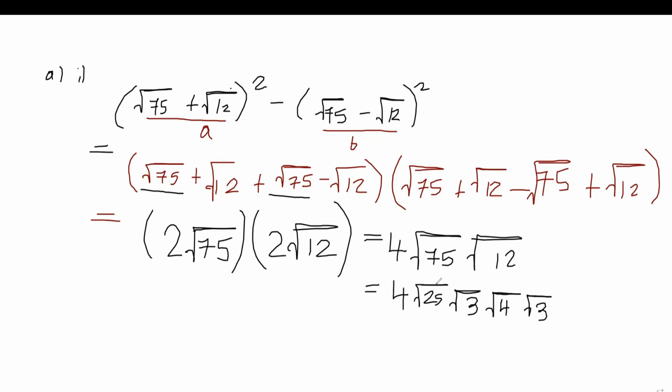Now the root of 25 is 5, so that is going to become 4 times in bracket 5. And then root 3 times root 3 is 3. And then root 4 is 2, right? So we have 4 times 5 times 3 times 2. And look at that. 4 times 5 is 20. 20 times 3 is 60. 60 times 2 is 120. That's our answer. That was a nice way to start the paper.